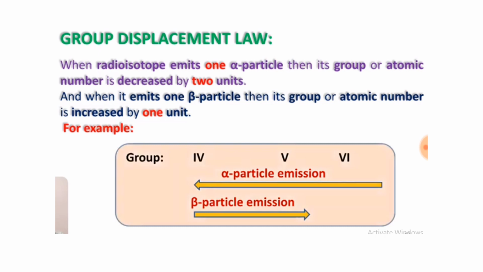Finally, when we come to the group displacement law: when a radioisotope emits one alpha particle, then its group or atomic number is decreased by 2 units. And when it emits one beta particle, then its group or atomic number is increased by 1 unit. We call this the group displacement law.